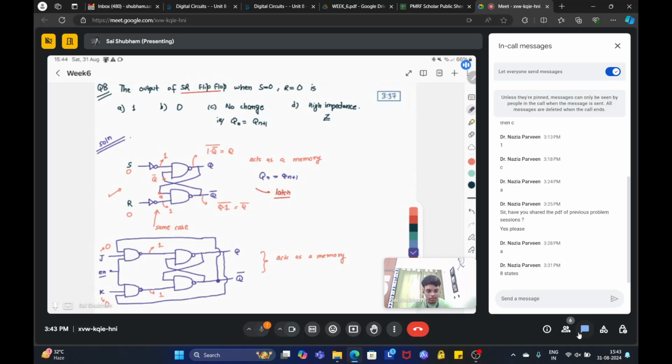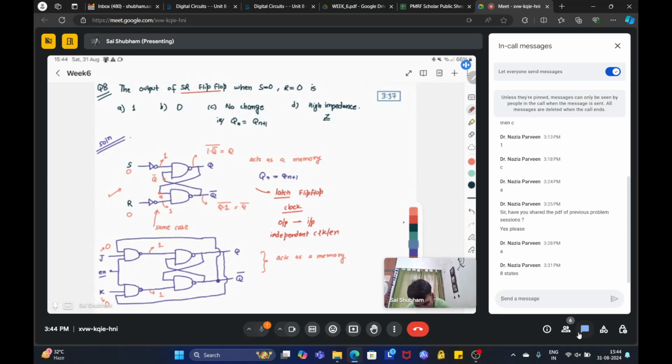The explanation remains the same whether it is latch or flip flop. Whether it is a latch or flip flop, that is determined by the clock. Otherwise, it is independent of the inputs. The output clearly depends on inputs. It is independent of clock or enable. Okay.